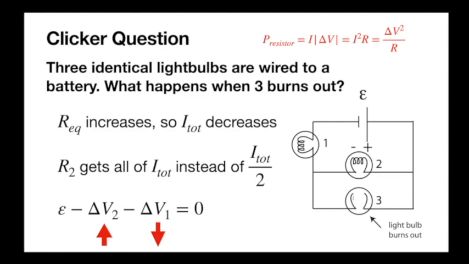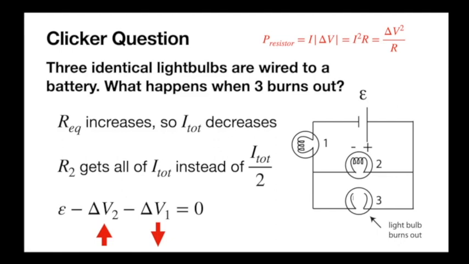So if we just look at light bulb 1 first, all of the current goes through light bulb 1, right? It's not in parallel with the 2 resistors. So all of the current every time has to go through light bulb 1, and so if I total goes down, then the voltage drop across 1 also has to go down, right?